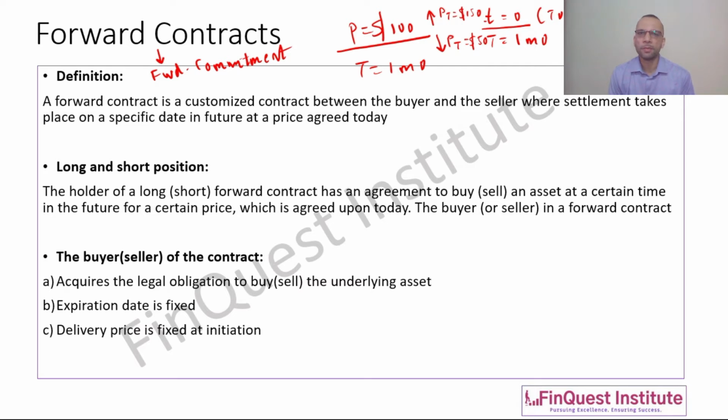So even if the price is unfavorable to me, neither I nor the counterparty has the option to exit the contract. We'll have to honor the contract, and that's how a forward contract functions.